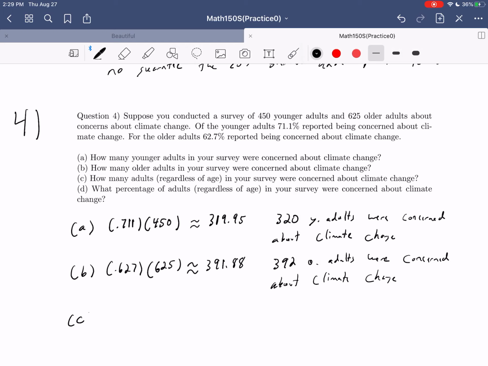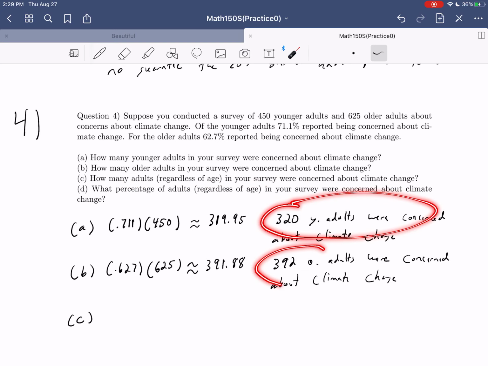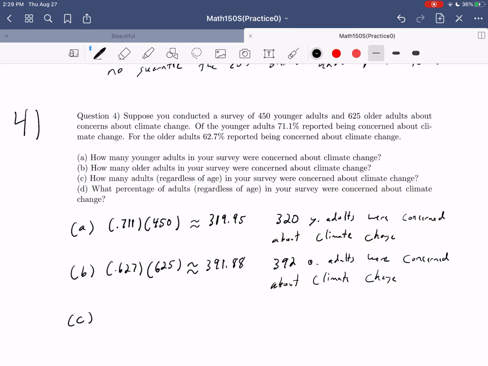Let's look at C. C says how many adults, regardless of age, in your survey were concerned about climate change. This should be very easy. We know there were 320 here, 392 here. We just add those together, 320 plus 392. Why are we free to just add them? Well, it says regardless of age, so we can just combine them together. If we do that, we should see that that's 712. So 712 adults in our survey were concerned about climate change.